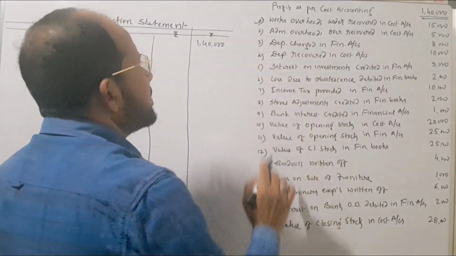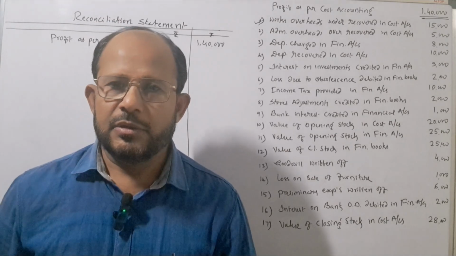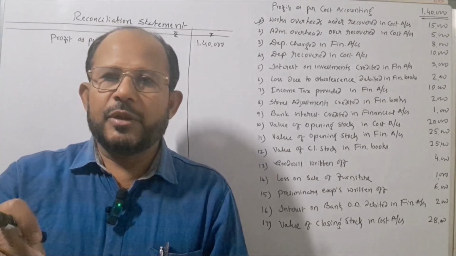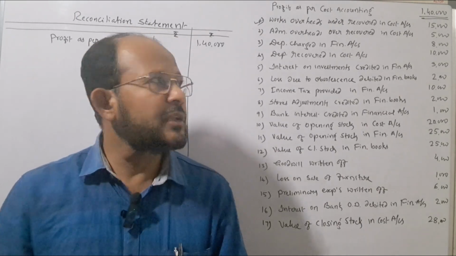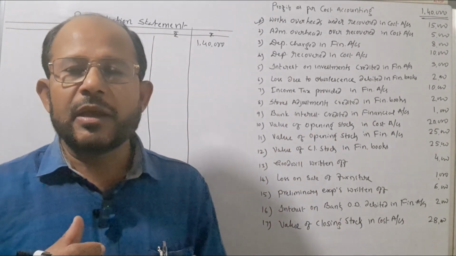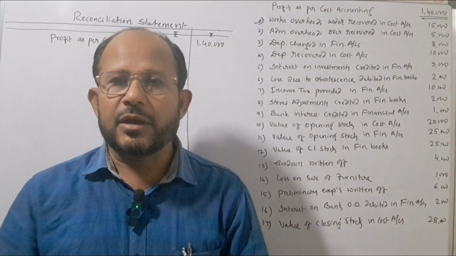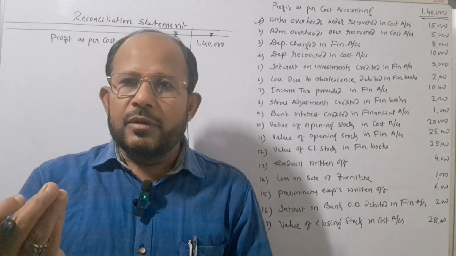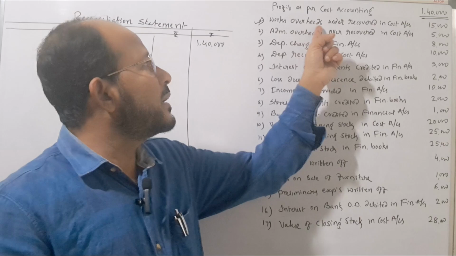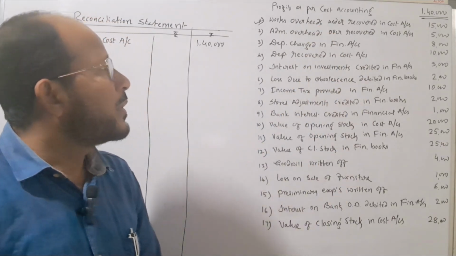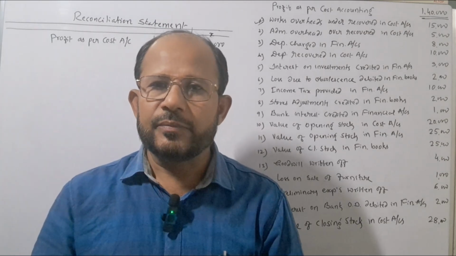The first point given is works overheads under recovered in cost accounts, rupees 15,000. Less amount of rupees 15,000 of factory expenses is recorded in cost accounting. That is the meaning of under recovery of factory overheads or works overheads in cost accounting. Whenever you read a particular item, you have to see whether it is an item of income or expense.